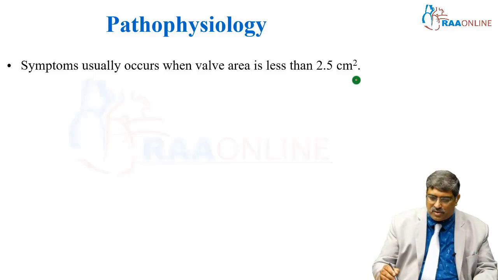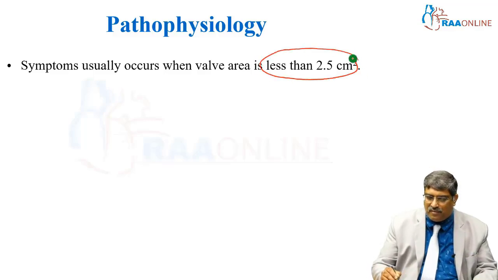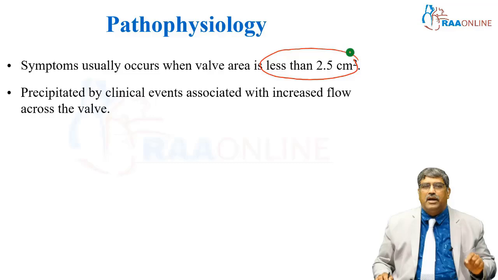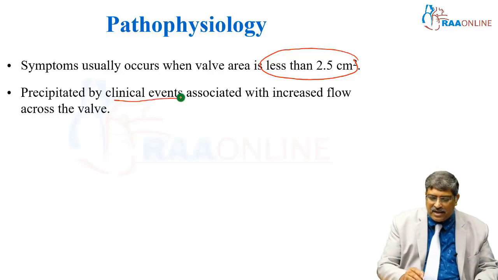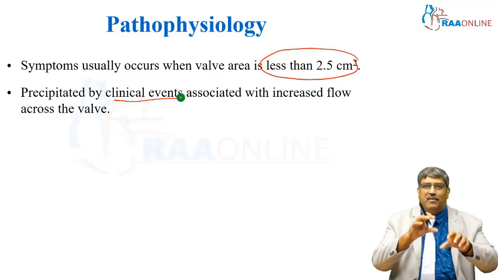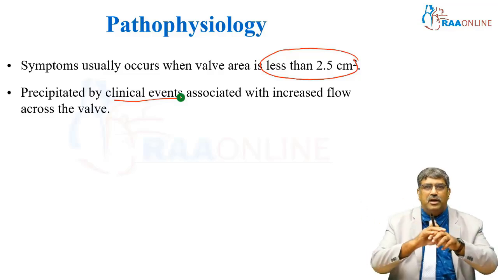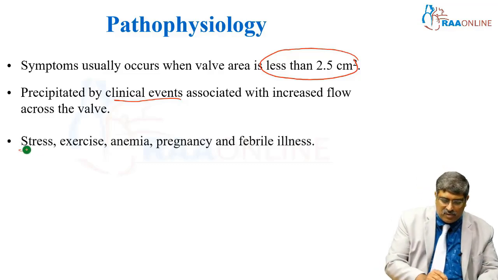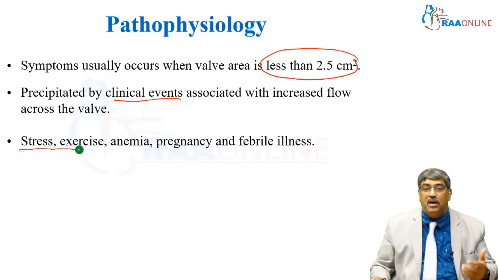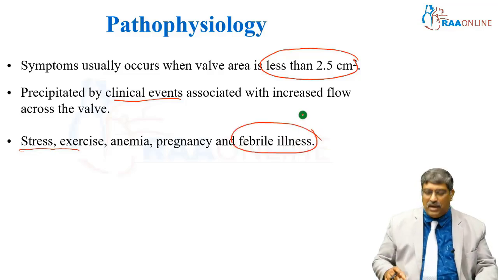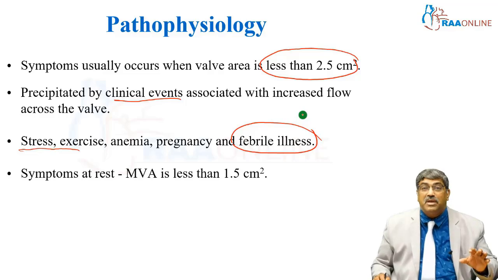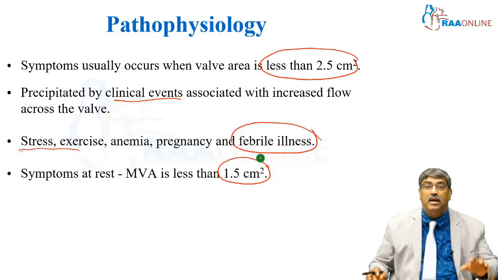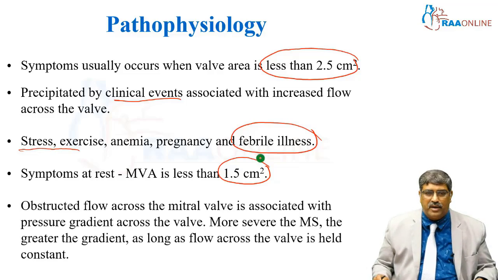Symptoms of mitral stenosis usually occur when the valve area is less than 2.5 centimeters square. It is precipitated by a clinical event where the flow across the valve increases. Already there is a stenotic valve, and if you are trying to increase the flow, the symptom may happen. And this type of increased flow can happen with your stress, exercise, anemia, pregnancy or any febrile illness. Symptom at rest without any exertion can happen when your valve orifice is less than 1.5 centimeters square.